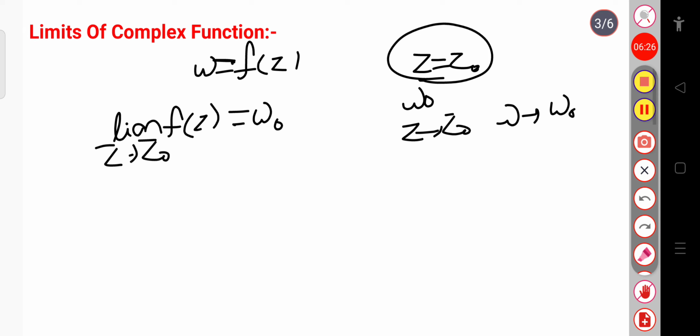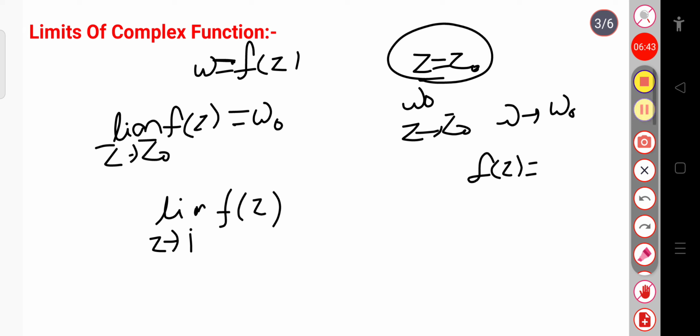Suppose we are going to calculate this limit as z tends to i. So, at this point we are going to calculate the limit as z tends to i of f of z. Here f of z is given, f of z equals z square minus z minus 1.